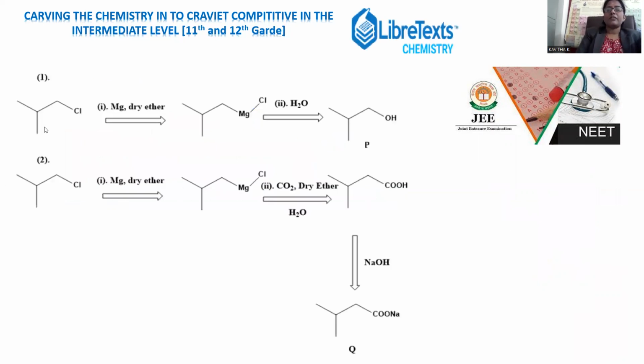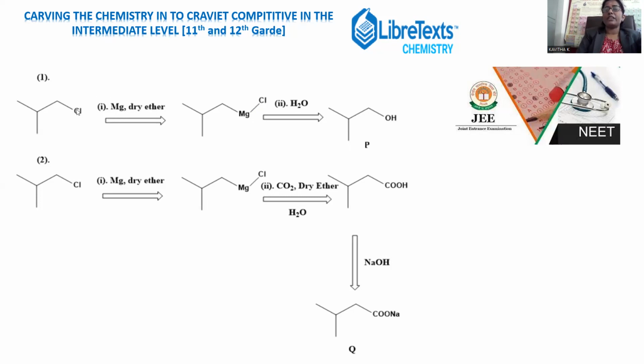The starting material will be isobutyl chloride. This isobutyl chloride is first treated with magnesium in dry ether. This is the kind of reaction: alkyl halide, magnesium metal, dry ether solvent. This is called a Grignard reagent preparation, right? RMgX will be prepared. Whatever alkyl halide is there will be inserted with the metallic magnesium.